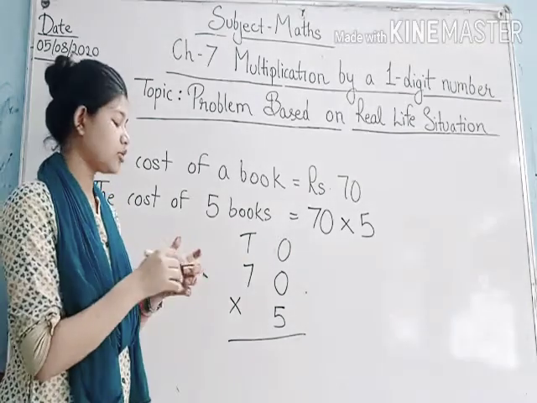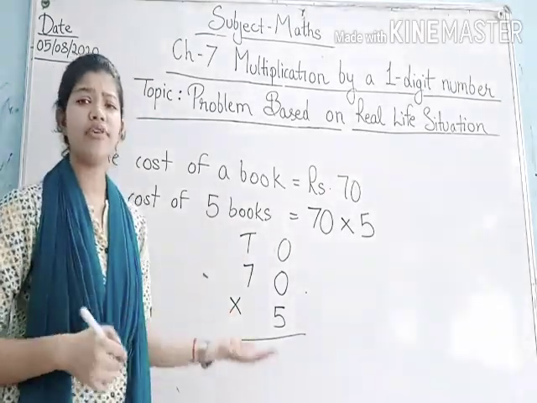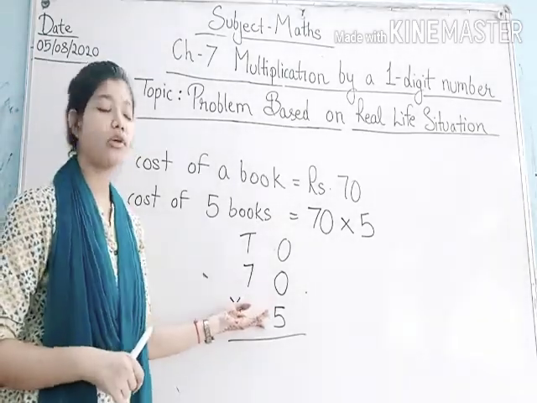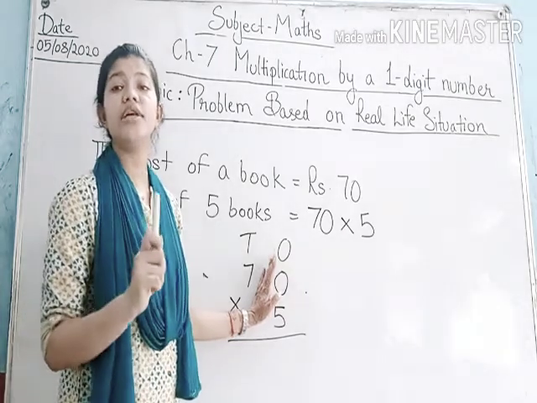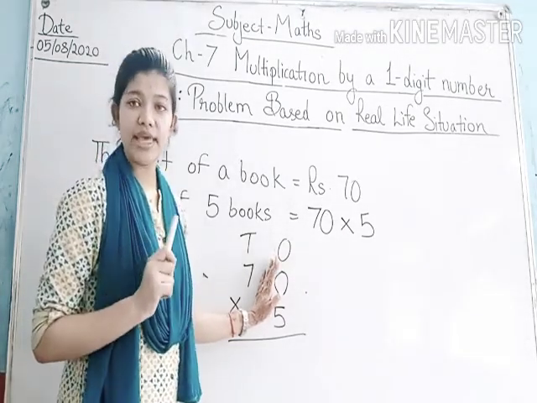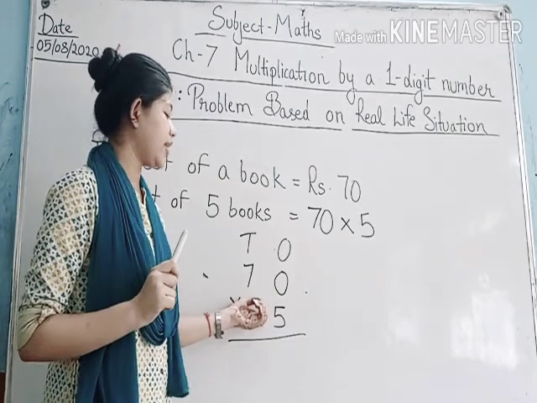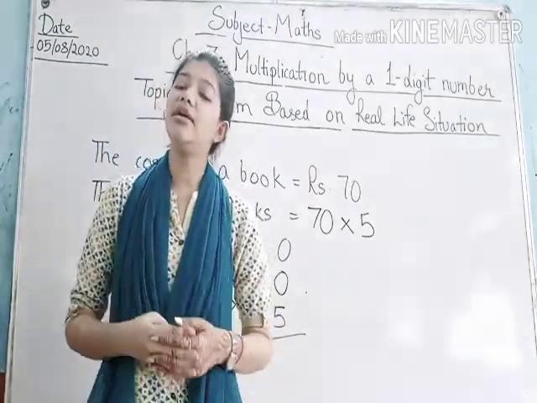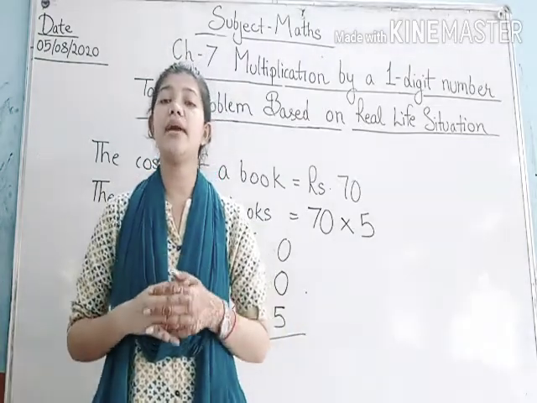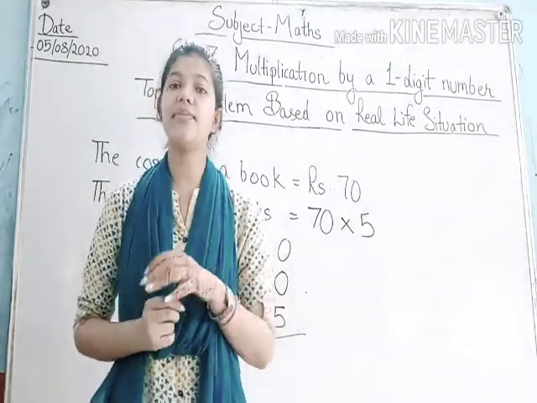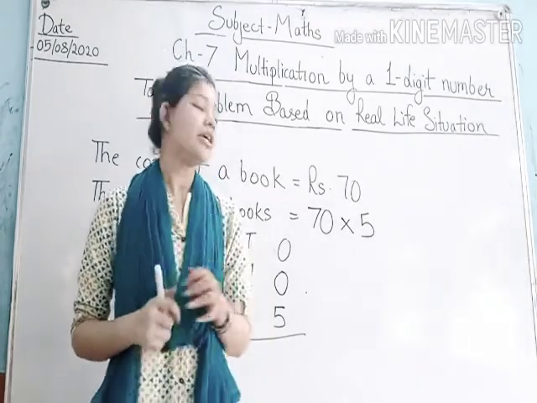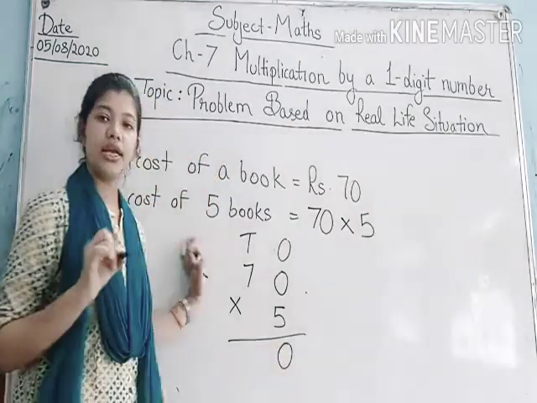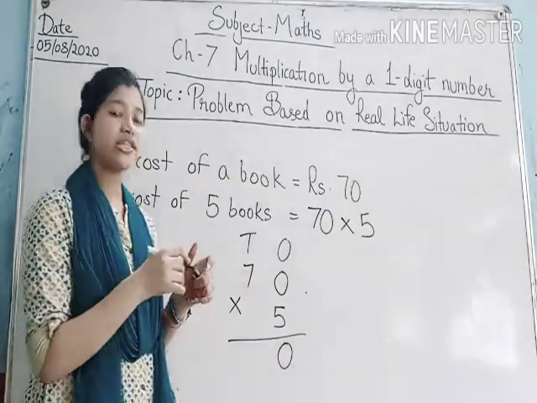Okay. Now students, how will we find out the product? First we will multiply the second factor with the ones digit of the first factor. So 5 zeros are. We have already learned that if we multiply any number with 0, then the answer will be 0 only. So 5 zeros are 0. Clear? Okay.